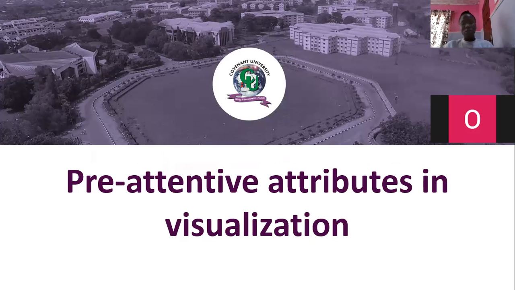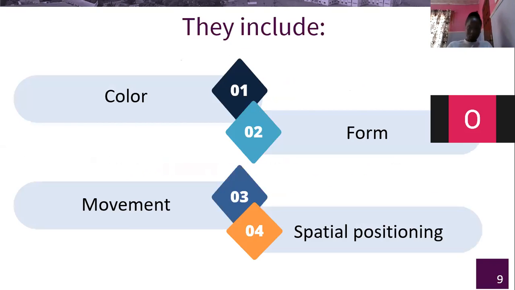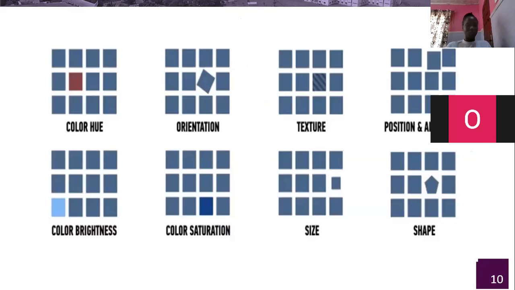Now, pre-attentive attributes in visualization. These are properties that take the human brain a little amount of time to understand without using a lot of effort. So designers need to make use of these properties to make it easier for their audience to understand. There are four major pre-attentive attributes: color, form, movement, and spatial positioning. Under these four, you have various ones like these: color hue, orientation, texture, position, and alignment. You have color brightness, color saturation, size, and shape.